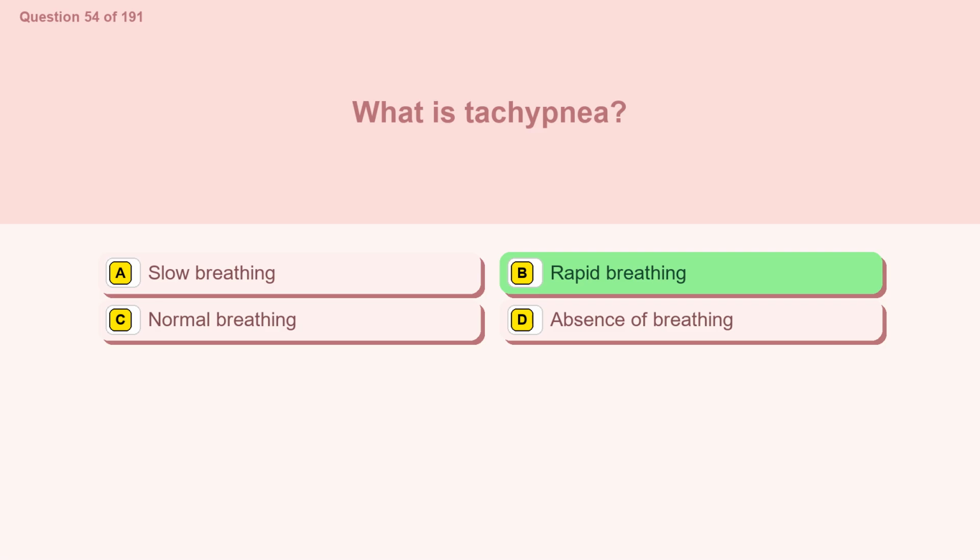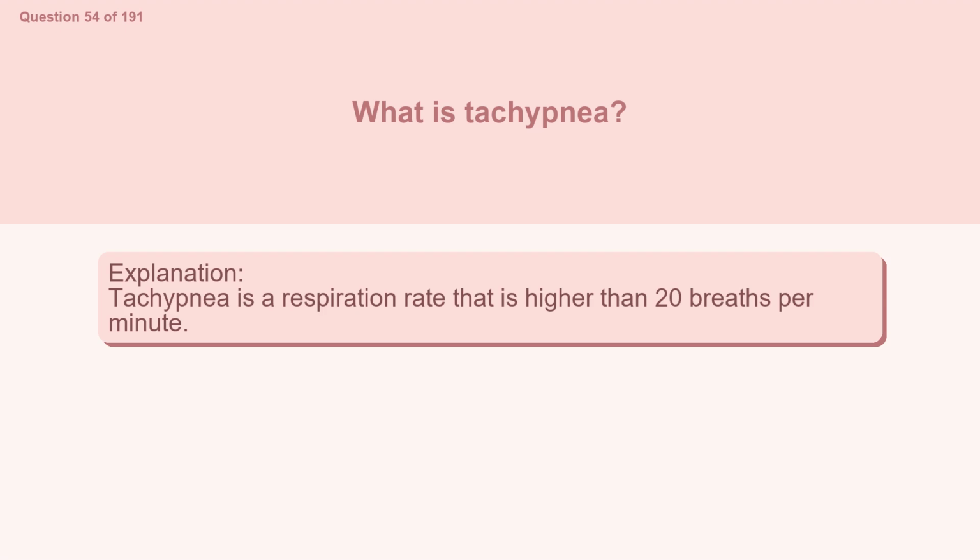The correct answer is option B. Rapid breathing. Tachypnea is a respiration rate that is higher than 20 breaths per minute.